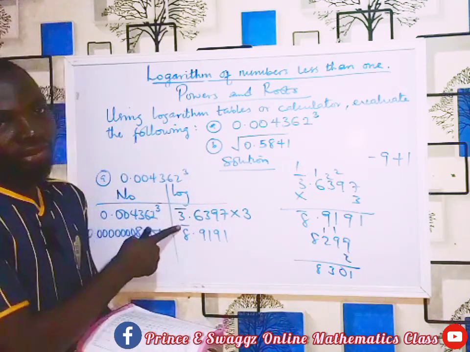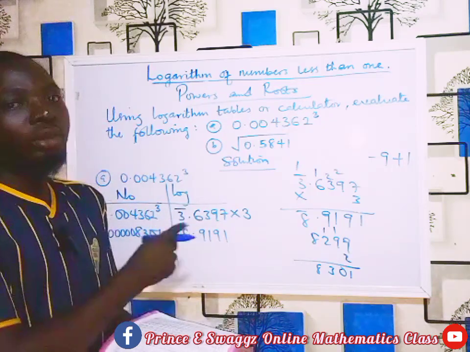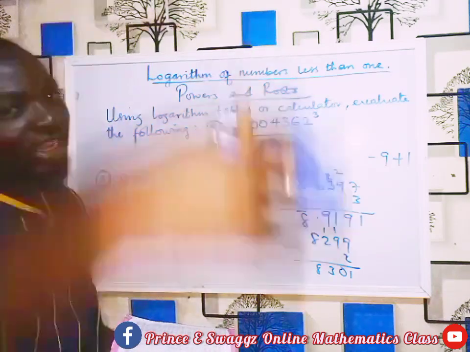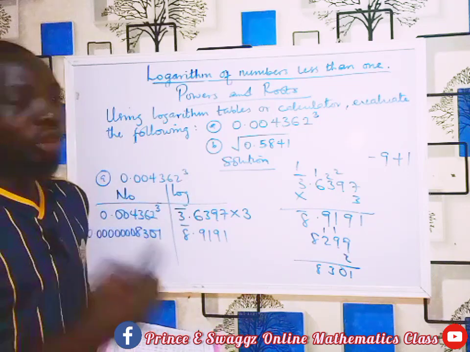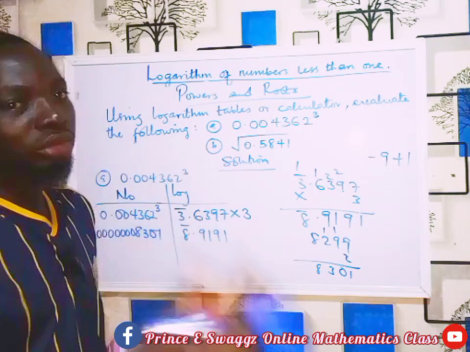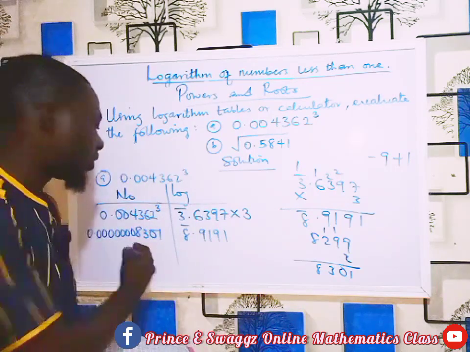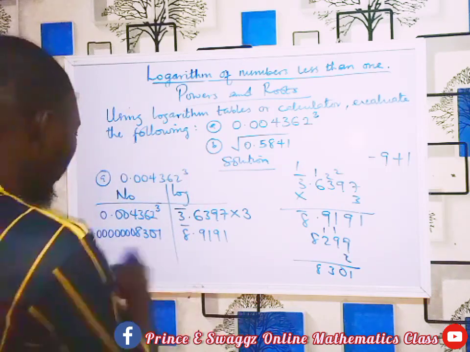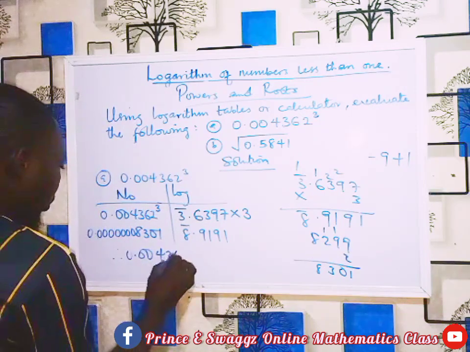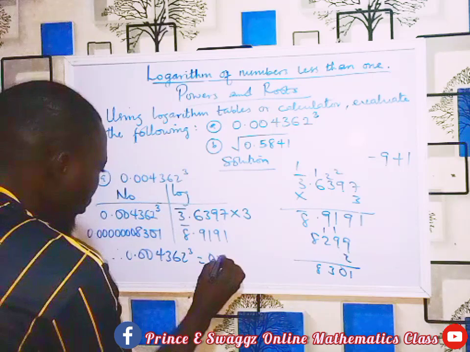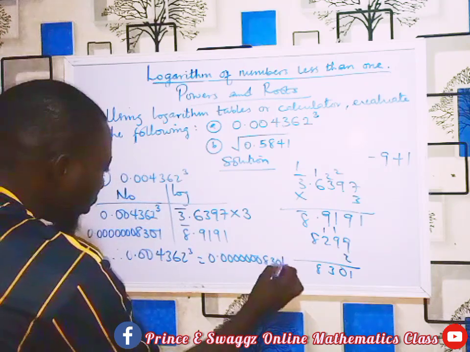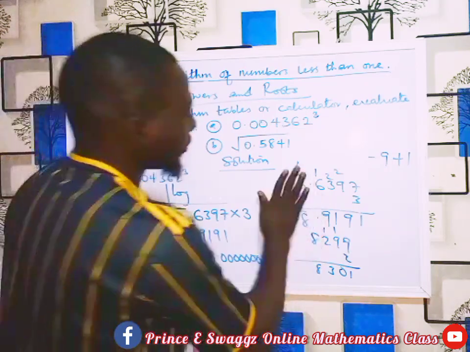But if it is positive, not negative, that means the number is greater than 1, and you add 1 to that 8, making 9. But because it's negative, the number that gives us this answer is less than 1. And how do you know a number is less than 1? It starts with 0. So the zeros will come before the antilog value. This is our final answer: 0.000000008301. And that's our answer to that.